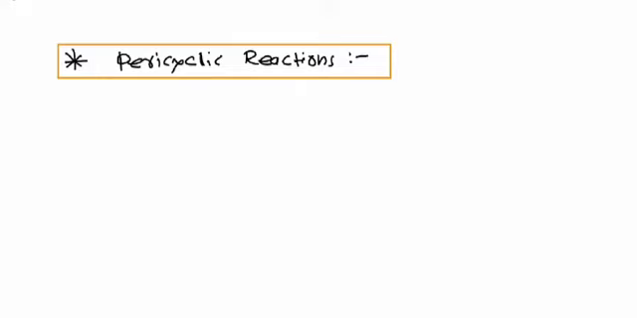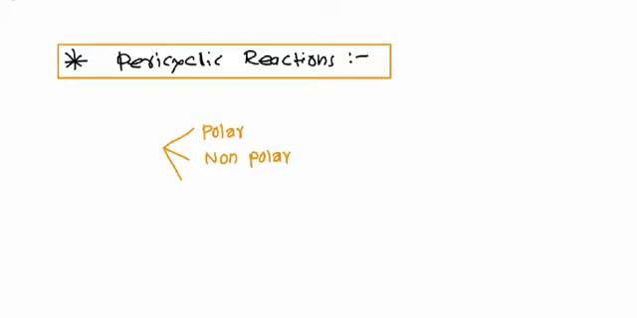Organic reactions are basically classified into three different types, one can say. The first classification is the reaction that is called a polar reaction. The second type is the non-polar reaction. And the third one is basically called a pericyclic reaction.